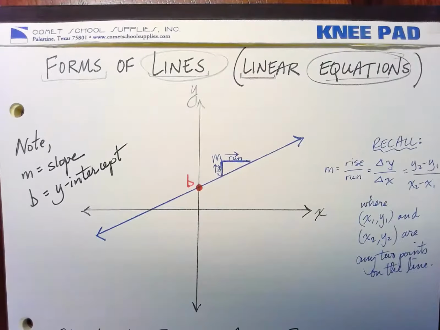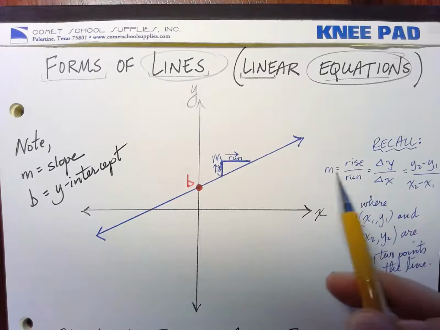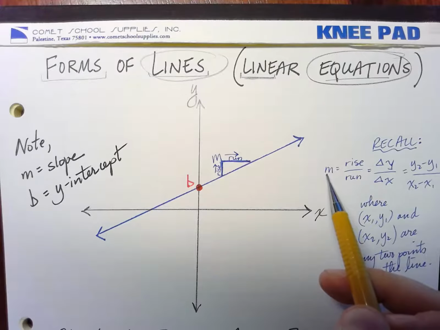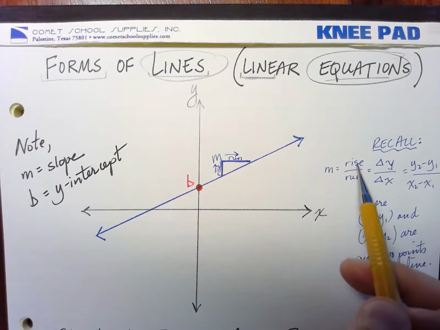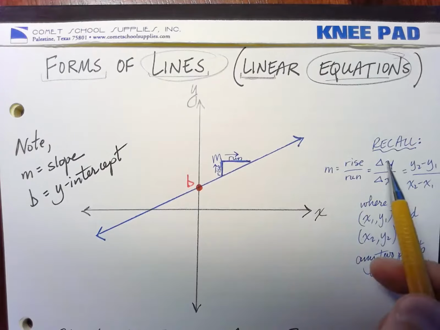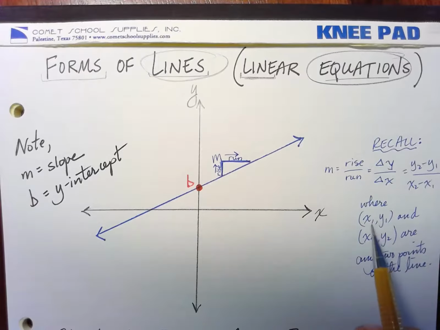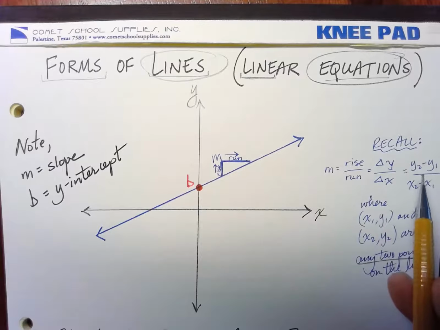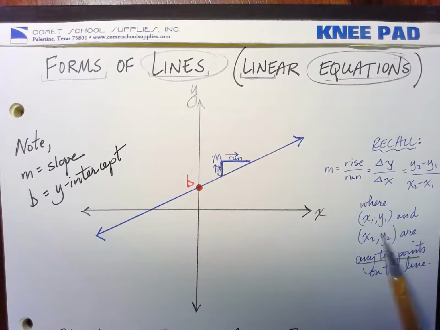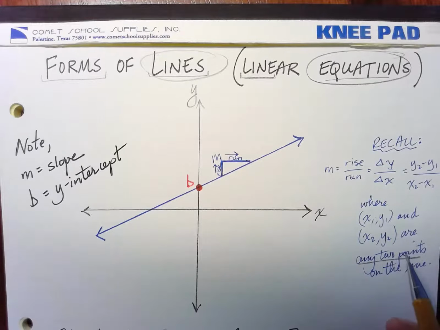Just to recall, what we've already covered is that slope is the variable m. It's rise over run, which is another way of saying delta y over delta x, or in other words, y2 minus y1 over x2 minus x1, where x1, y1 and x2, y2 are any 2 points on the line. You can calculate it using any 2 points, arbitrarily picking them as point 1 and point 2, and you'll get the same slope regardless of how you do it.